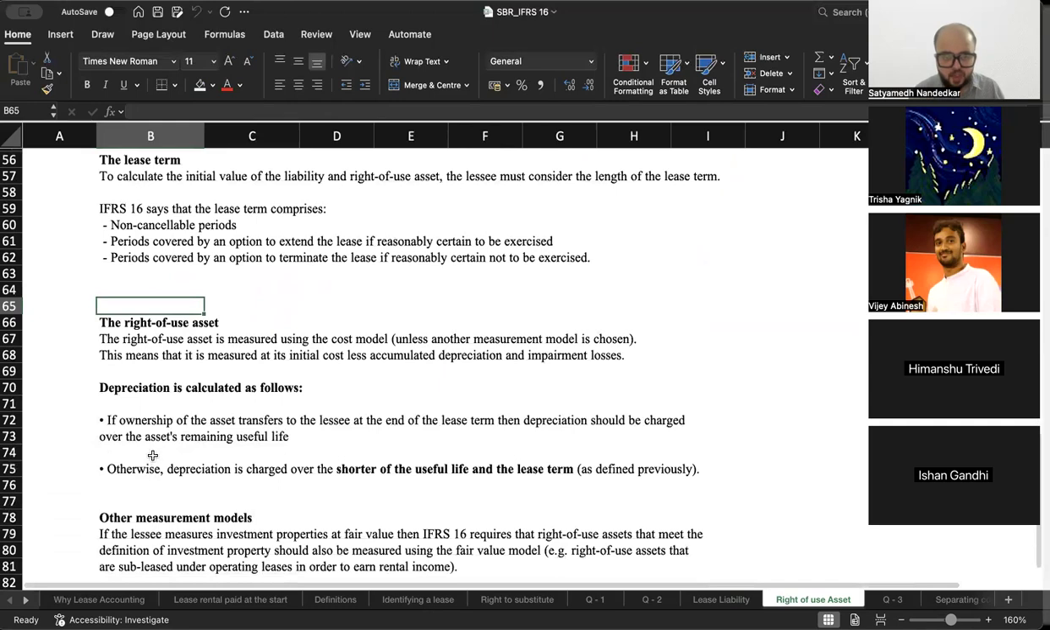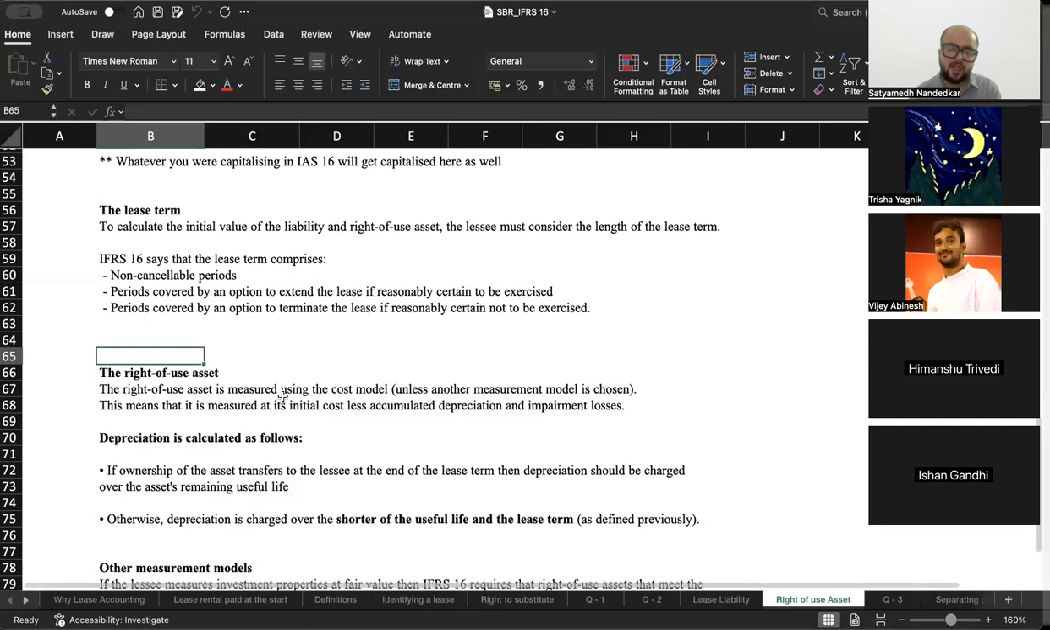How is the depreciation done? If ownership of the asset transfers to the lessee at the end of the lease term, then depreciation should be charged over the asset's remaining life. But if this is not the case, the ownership of the asset is not getting transferred to the lessee at the end of the lease term, then depreciation is charged over the shorter of useful life and lease term.